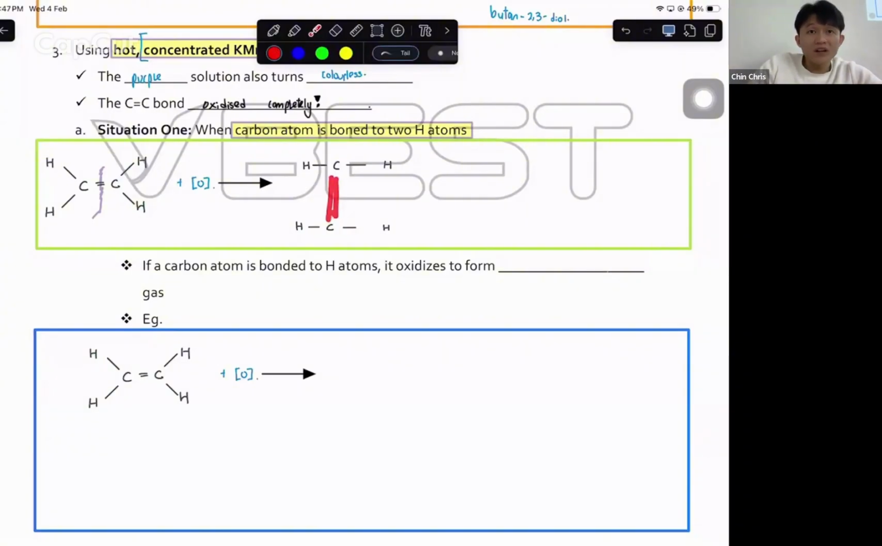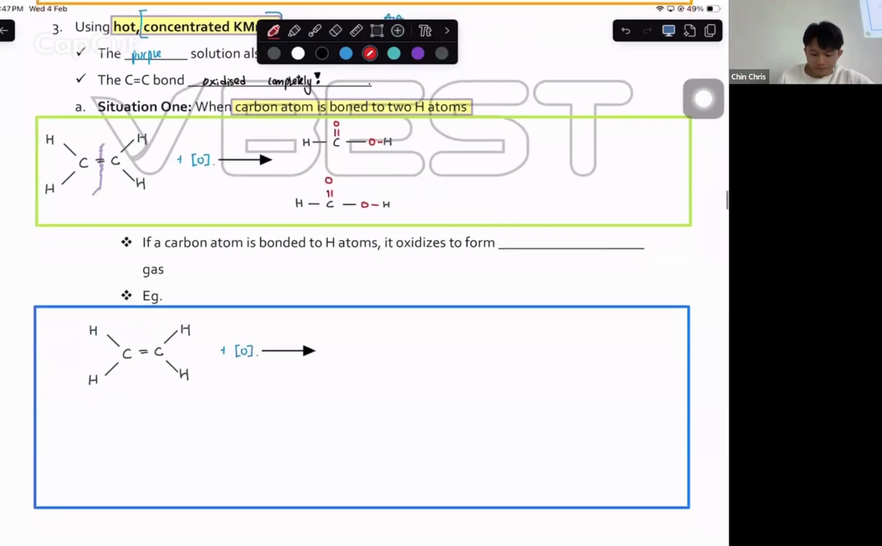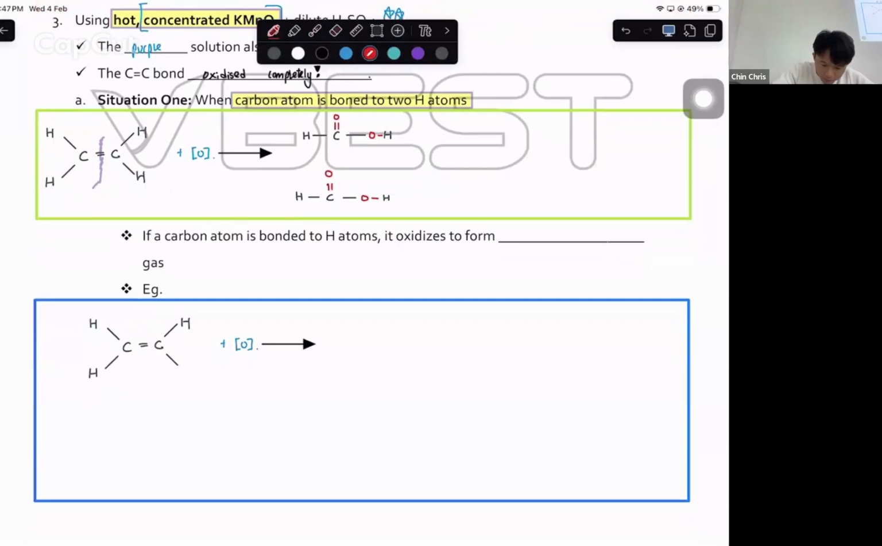C double bond C. Once it's broken completely, oxidation means you're adding oxygen. So add one double bond O here and an OH here to turn into a carboxylic acid. Add a double bond O and an OH to turn into a carboxylic acid. Get me? Alright, please write down.